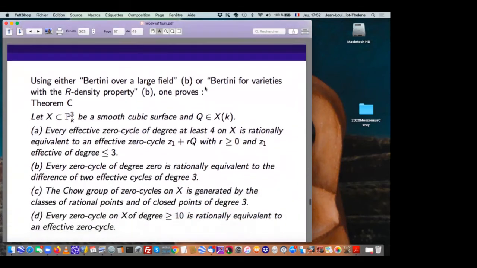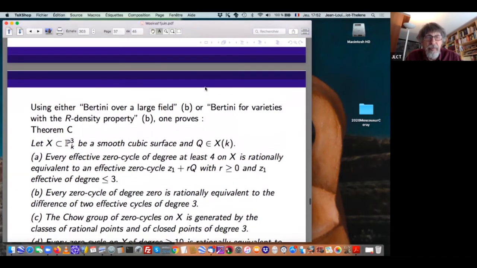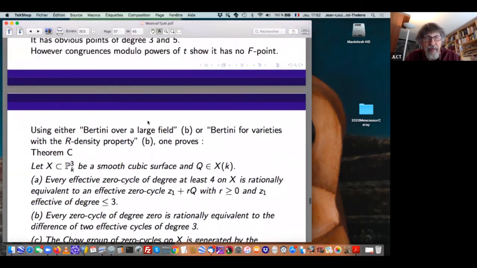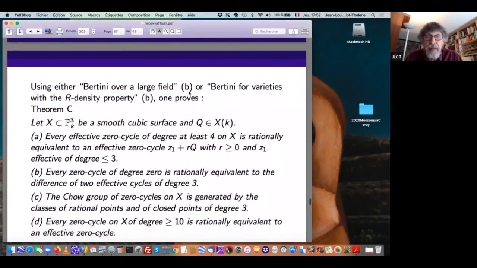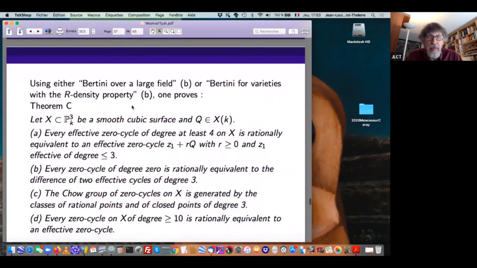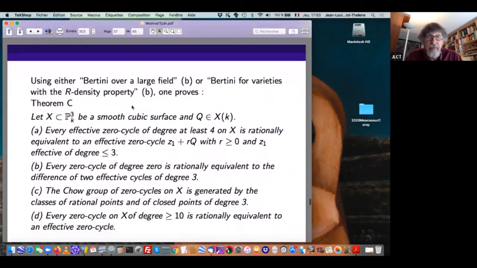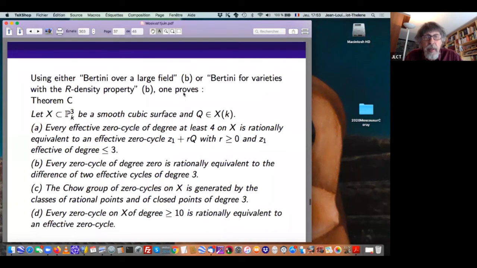Okay, so we had theorem B, now is theorem C, where we're going to use Bertini over a large field, either of these two versions. We're going to use the B version, that is the one which involves R-density. So we take a smooth cubic surface and suppose it has a rational point.